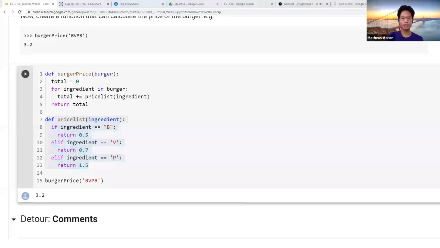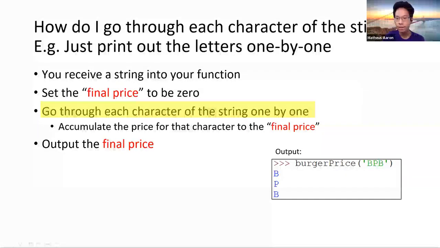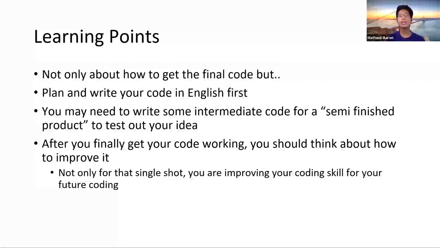The very final slide that I want to show is this. Where is it? Our learning points of the day. So coding, it's not about how you get the final code. But it's also important to be able to plan and write your code in English first, which we did in our poll, which five of you did. So yeah, you may need to write some intermediate code for a semi-finished product to test out your idea. And then after you finally get your code working, you should think about how to improve it. Not for that single shot, but you are also improving your coding skills for your future coding. All right. So I think that's the end of the demo today.